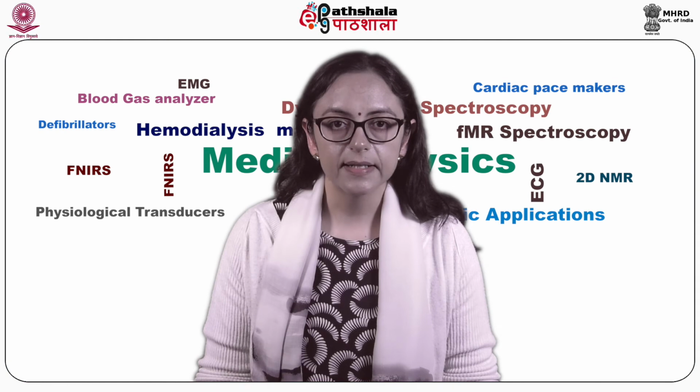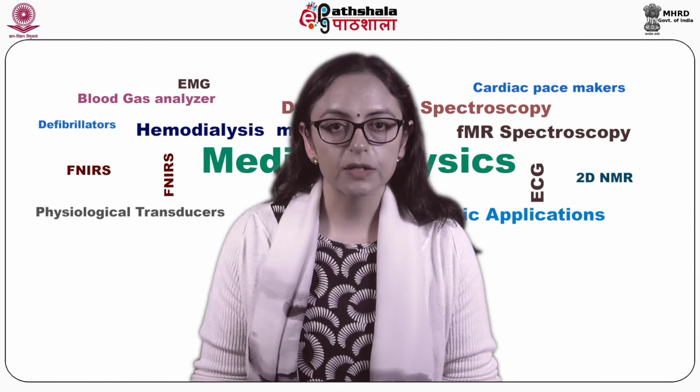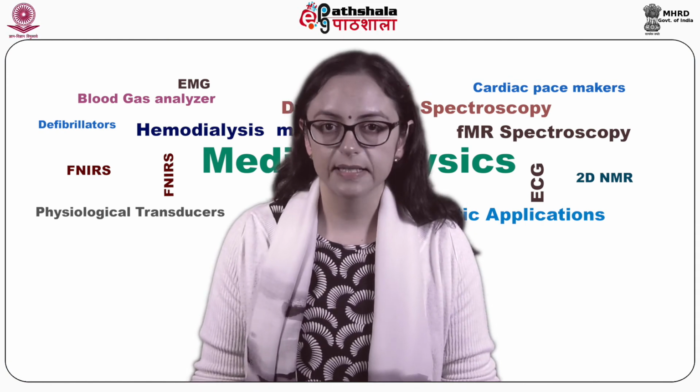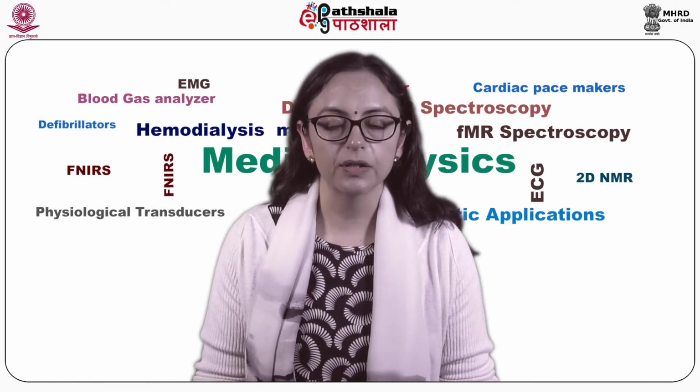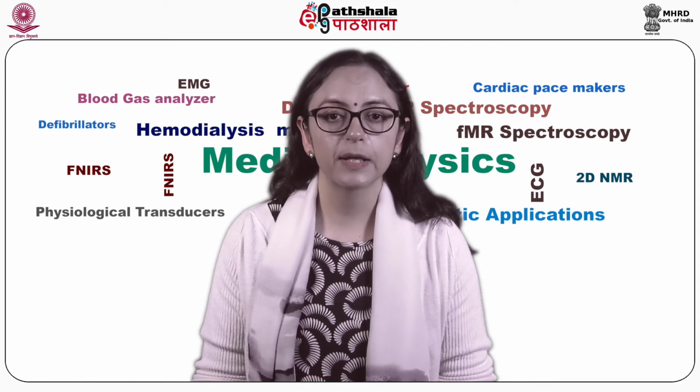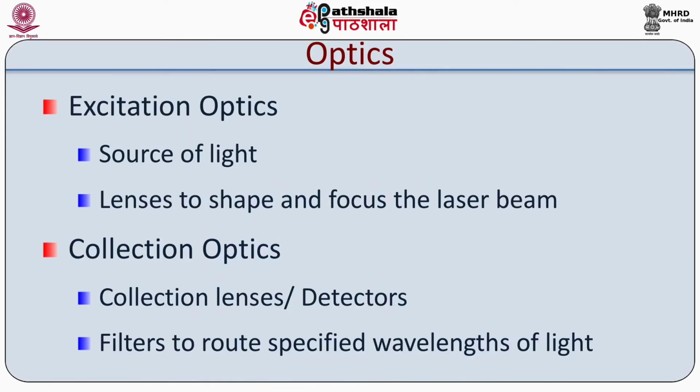So, to summarize, fluidics functions by transporting the cells to the laser beam, and now the next system of the flow cytometer is the optics, which is made up of two components. The optics is made up of the excitation optics and the collection optics. Excitation optics includes the source of light, which is the laser beam, and the lens to shape and focus this laser beam. And collection optics is for collecting the signals emitted, which has the collection lens and detectors and the filters to route specified wavelengths of light.